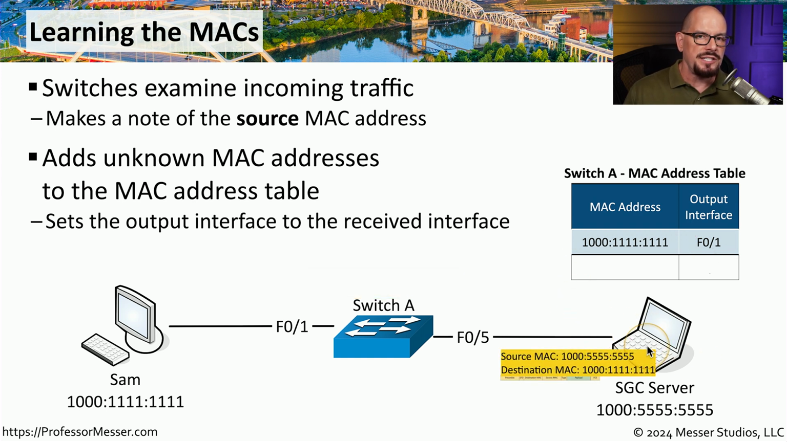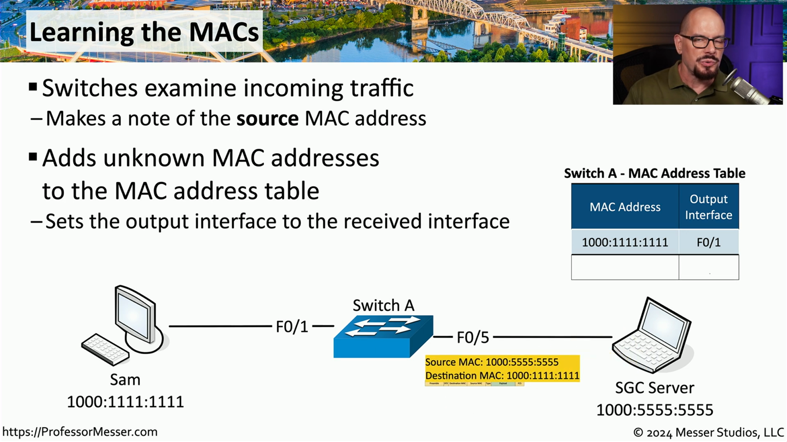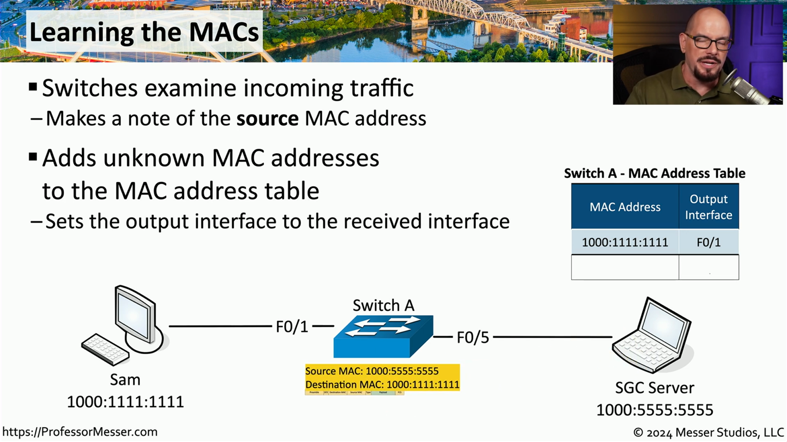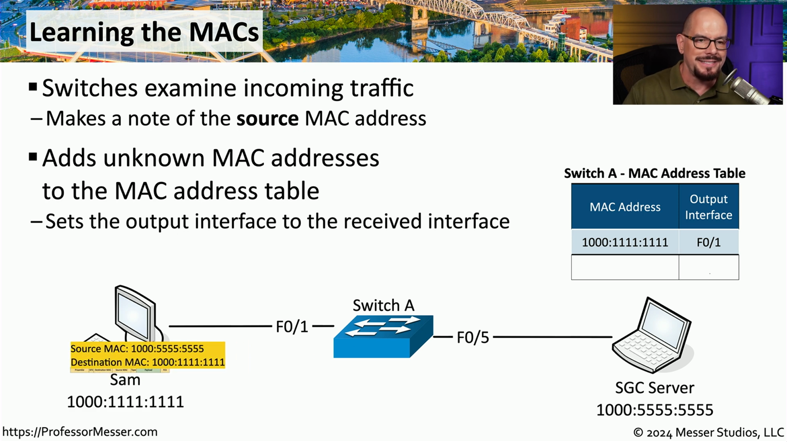So if the SGC server is now going to send a frame to Sam's workstation, it will have a source MAC address of 1000.5555.5555, because that is the MAC address of the SGC server, and it's sending it to the destination MAC address of Sam's workstation. Since this source MAC address is also not known by the switch, it will make a note of that MAC address and then send that frame over to Sam's workstation.